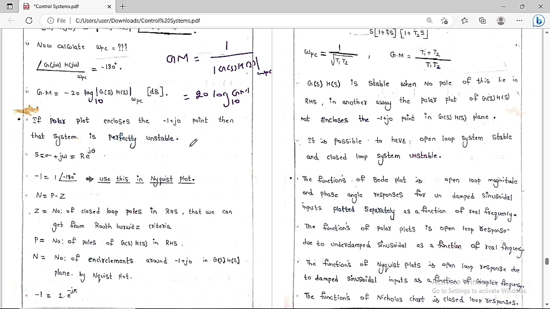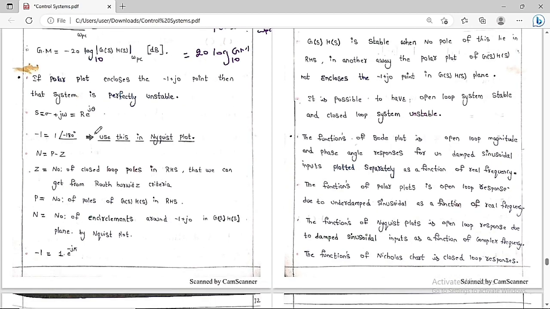The next point is s equal to sigma plus j omega, which is equal to r e to the power of j theta. Means s is nothing but sigma plus j omega. It's a complex number. It will have the magnitude as well as the phase angle. So what is the magnitude value? I can write the magnitude as the square root of sigma squared plus omega squared. And what is the angle? The angle is equal to tan inverse of omega by sigma.